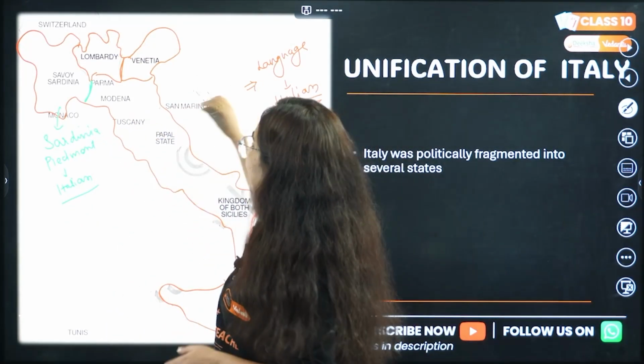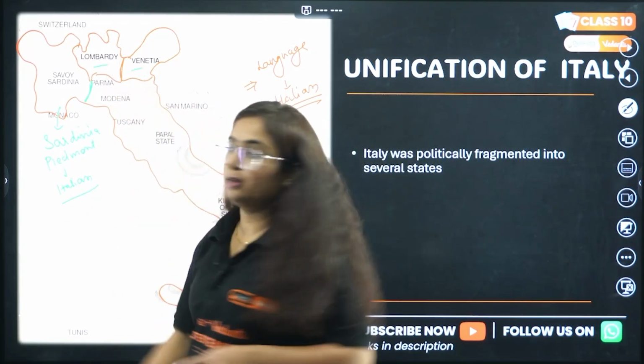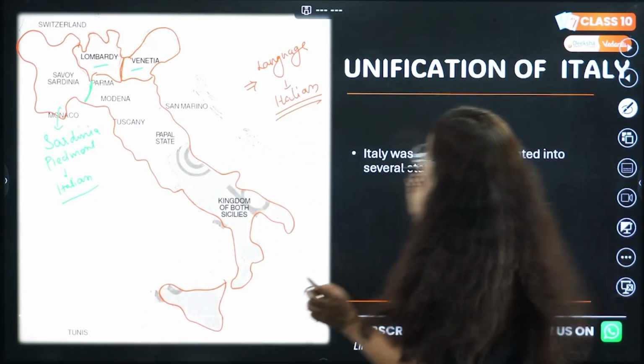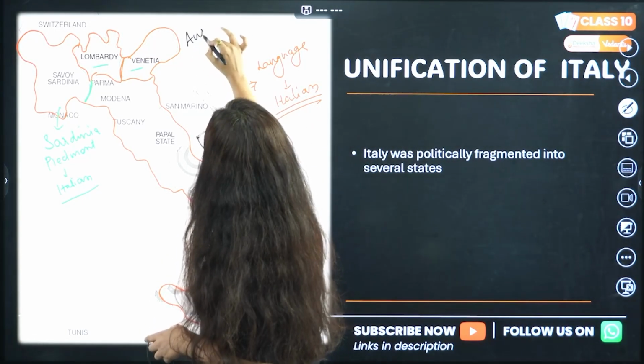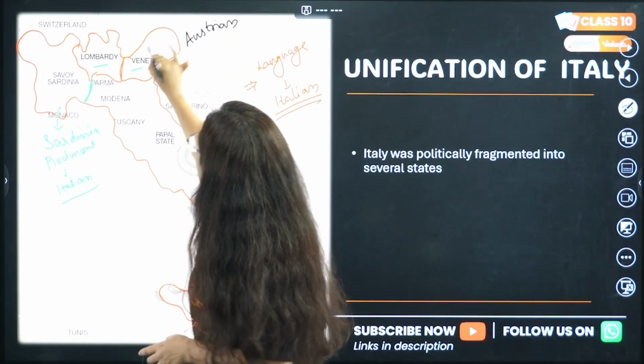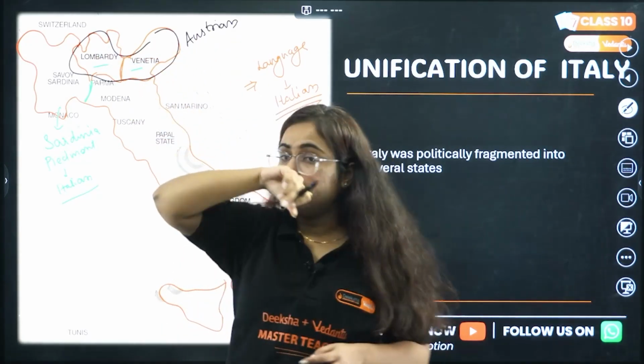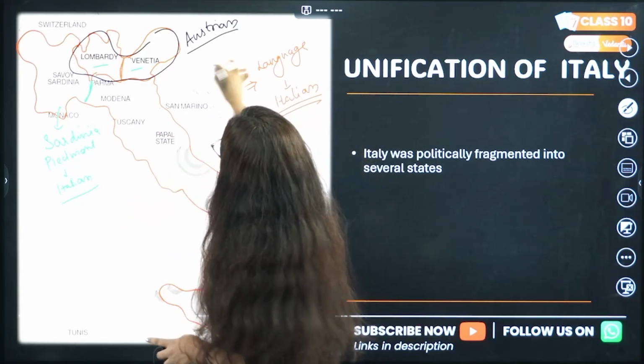Moving towards its right, there are 2 territories, Lombardy and Venetia. What happened in Lombardy and Venetia? This was under Austrian control. It was under which control, beta? This entire region, like with the black border, this was under the Austrian control.